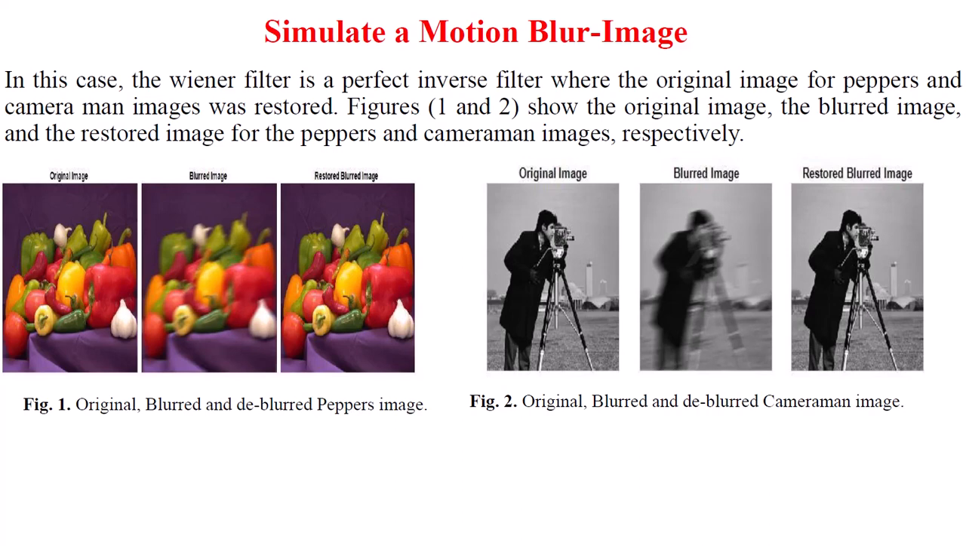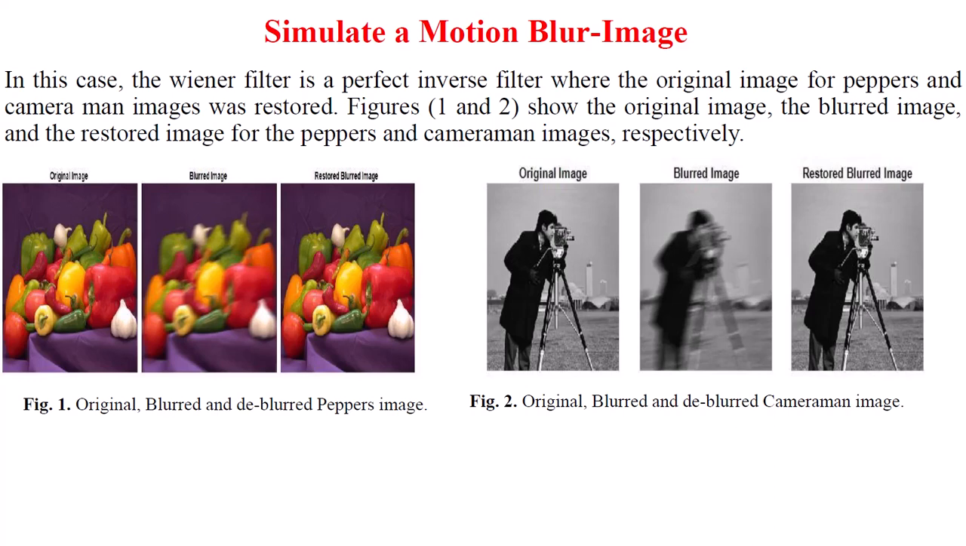Case 1. In case 1, we simulate a motion blur image. We take the original image, then add a blur to the original image. After that, we use the Wiener filter to restore the original image. In this case, the Wiener filter is a perfect inverse filter, where the original image for the paper and cameraman images was restored, as shown in figure 1 and figure 2.